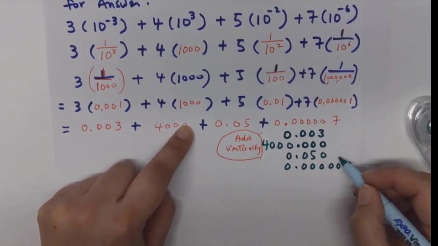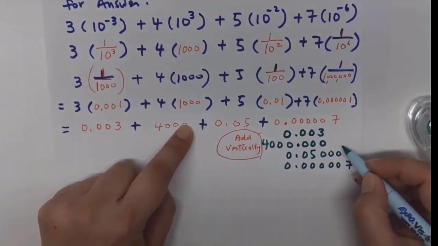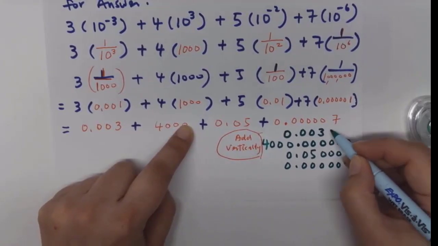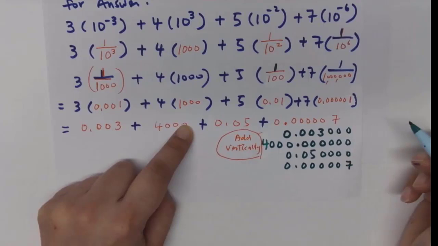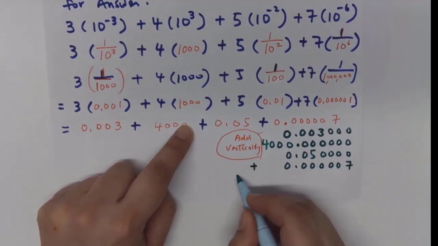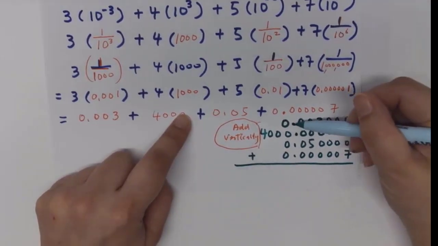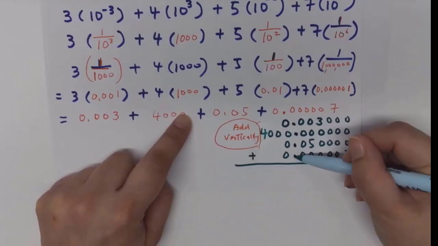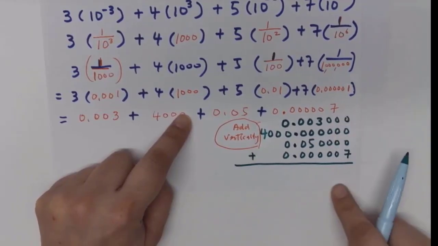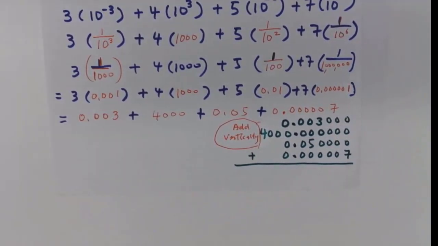0.000007, right? So just make sure they all have the same number of decimal places. If you need more, you can add more zeros at the end, right? And then you have the addition sign. So line up the decimal points and add decimal places so they all have the same number of decimal places.